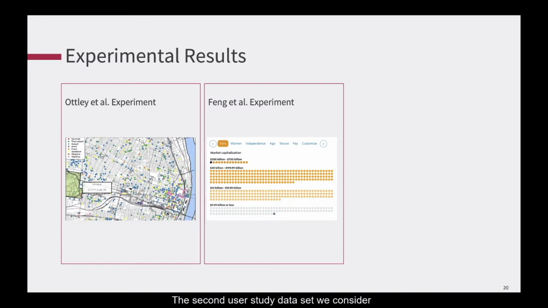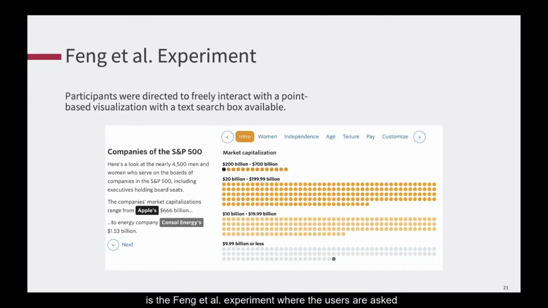The second user study dataset we consider is the Feng et al. experiment, where the users are asked to interact freely with a dot visualization of S&P 500 companies. As they hover on each of these dots, they get a summary of the ratio of women on the boards of directors, or the age, or the tenure of each of them. The users also had a search box available, and they could search for specific companies if they chose to.